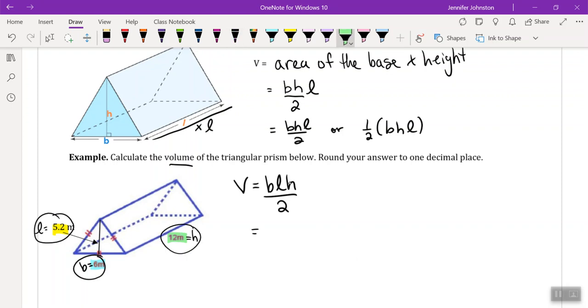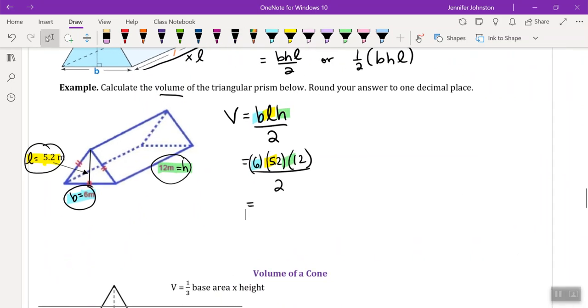Okay, so let's sub them in. We've got H, we've got B, and we've got L. B is 6, L is 5.2 and H is 12. And then this is all divided. Do not forget that divided by 2. That's like the most common thing that people forget. So 6 times 5.2 times 12. What do we get there? We get 374.4. Right? Is that it?